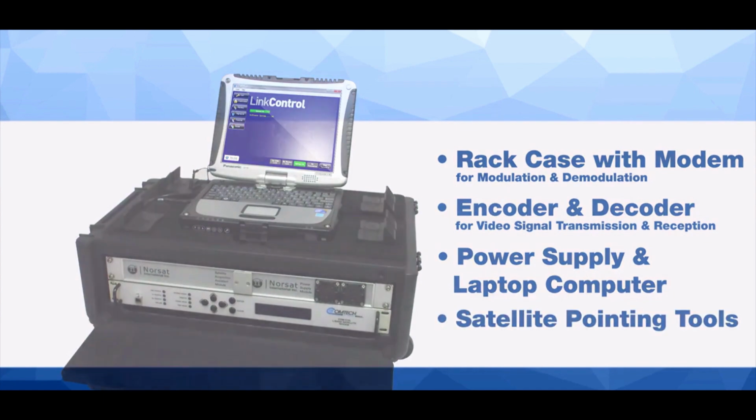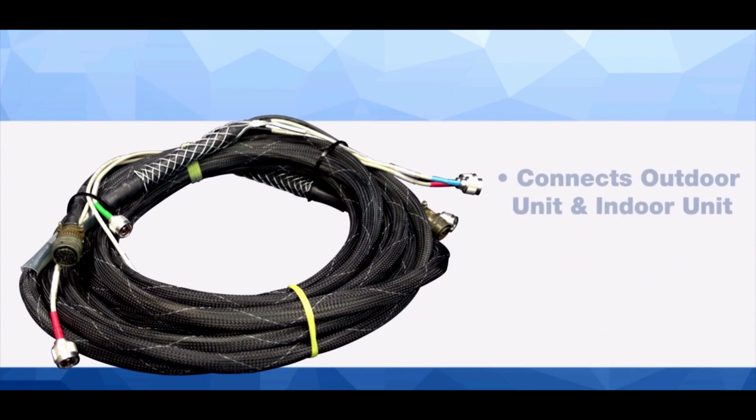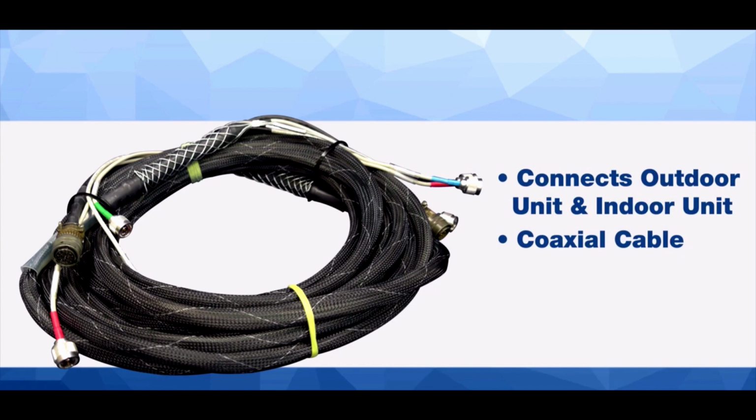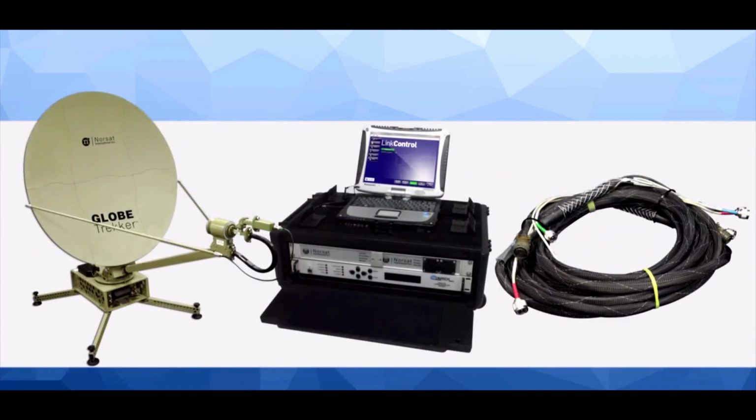rack case. The IFL, or Inter-Facility Link Cable, is a cable system that is used to connect the outdoor unit and indoor unit. IFLs are usually coaxial cable, but may also use other technologies, including fiber optics and Ethernet. As you saw with the three components of the satellite terminal, there is more to them than meets the eye, and they can be used for many different applications.